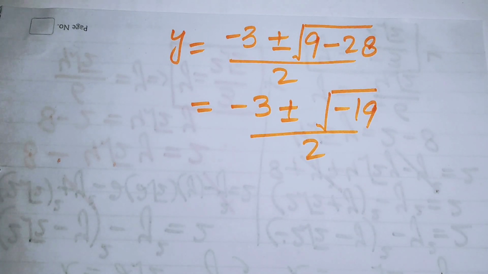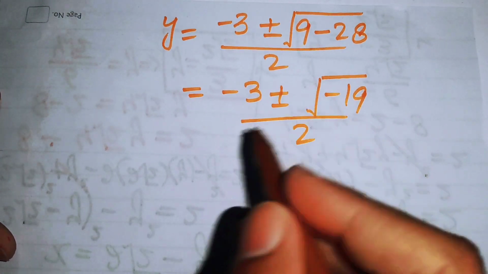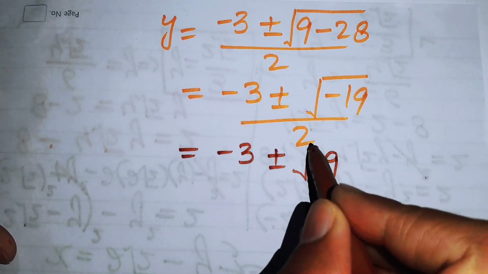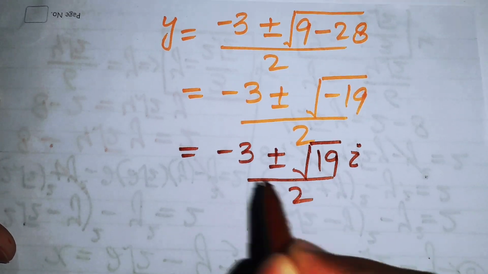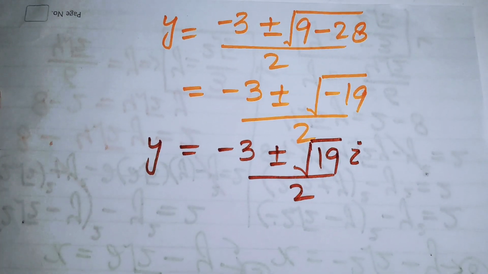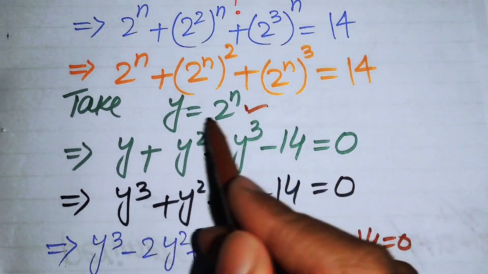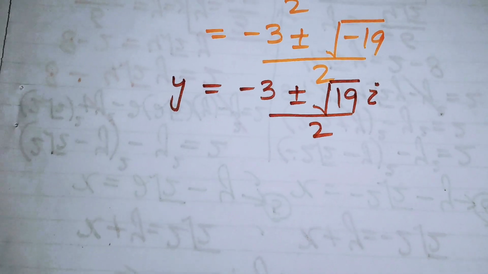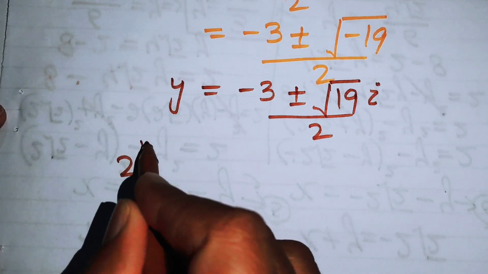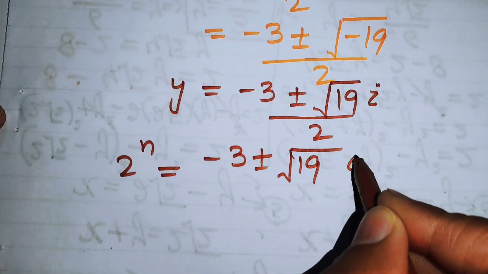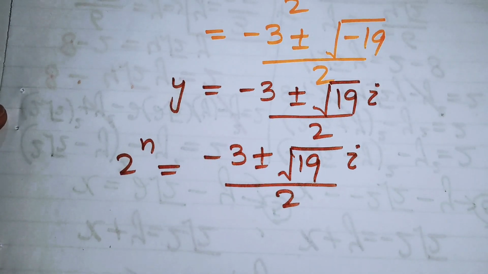In the next step, we have a negative sign under the square root, and you get the square root of 19 times iota over 2. Because our target is to find the value of n, now we back substitute the value of y. At the start of the problem we took y equals 2 to the power of n. So now we back substitute this value of y, and we have 2 to the power of n equals minus 3 plus minus square root of 19 iota divided by 2.